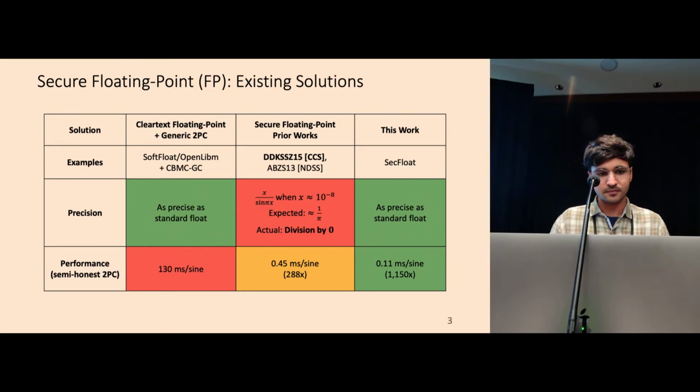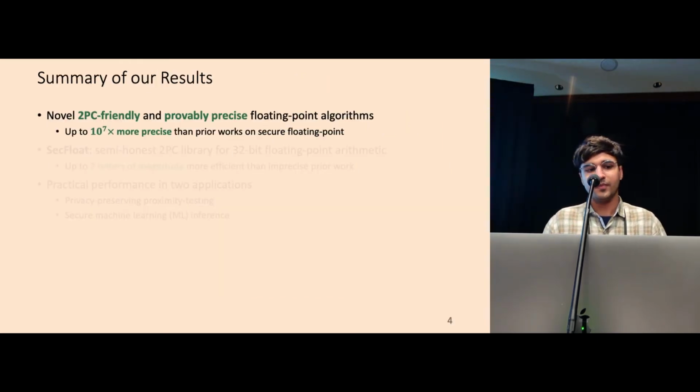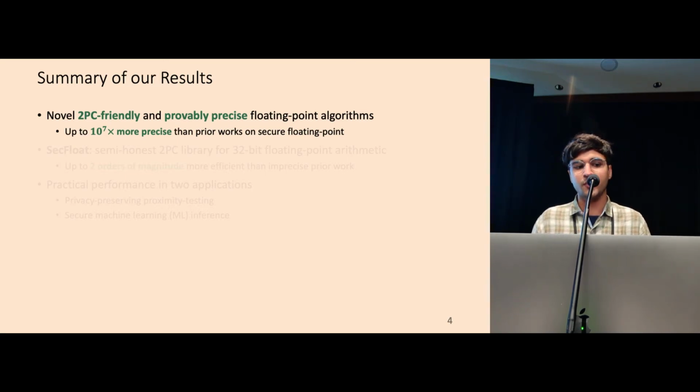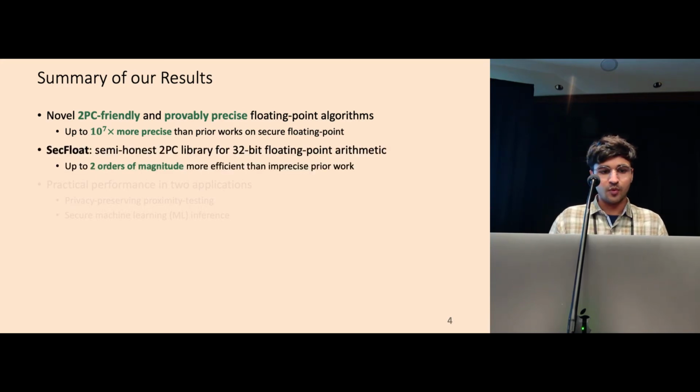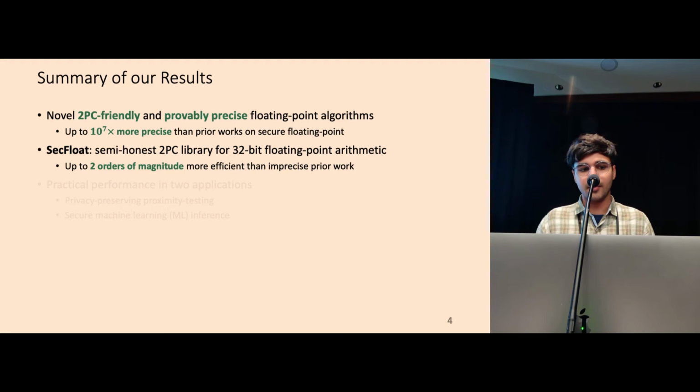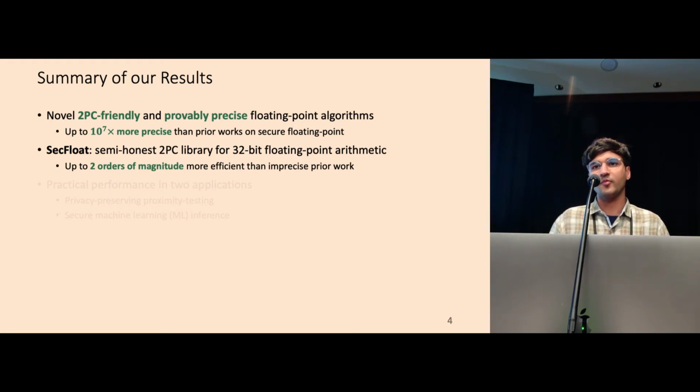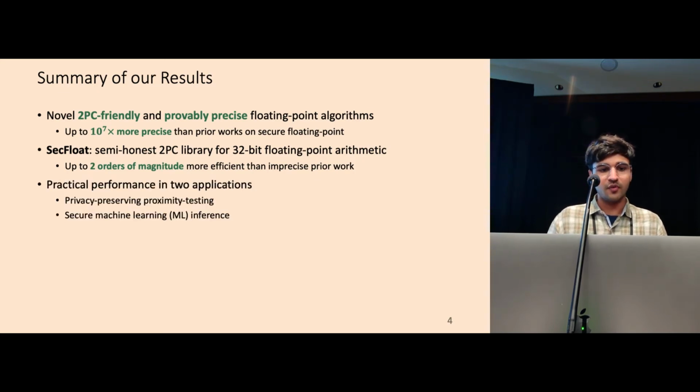So in more detail, we provide novel 2PC friendly and provably precise floating point algorithms, which are up to 7 orders of magnitude more precise than prior work on secure floating point. And we implement these algorithms in a semi-honest 2PC library called SecFloat, which provides up to 2 orders of magnitude better performance compared even to the imprecise prior work. And to demonstrate the practicality of SecFloat, we consider 2 applications. The first is privacy-preserving proximity testing, and the second is secure machine learning inference. And for both of these applications, we show nice improvements in performance as well as precision.